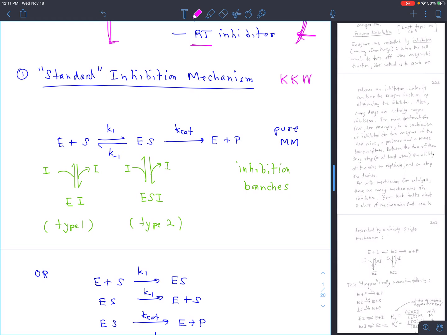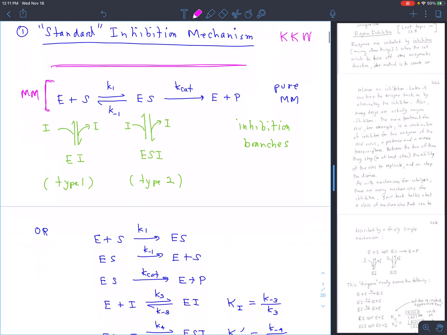I'm going to give two major types of inhibition, all in one mechanism. So obviously this is the standard Michaelis-Menten mechanism. And I'm going to add two branches to that. We'll call this branch 1, or type 1 inhibition, and this branch 2, or type 2 inhibition. This type 1 and type 2 is not standard. This is my nomenclature purely. It's just so we can refer to the two different branches easily.